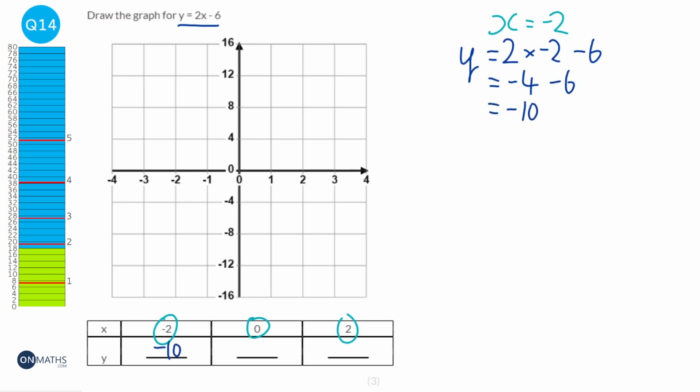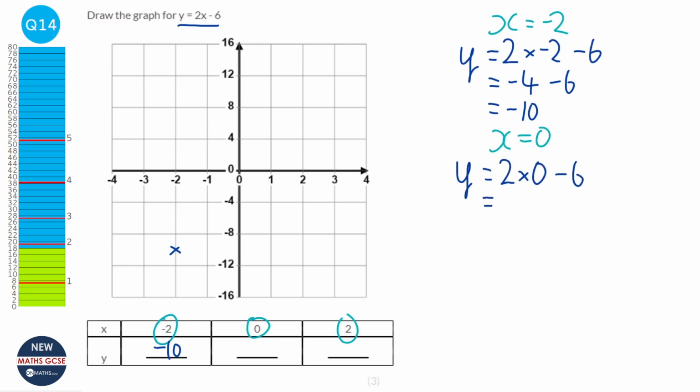So let's plot that, -2, minus 10 would be down here. Next one I'm going to do is x equals 0. So we've got y equals 2 times 0, take away 6. 2 times 0 is just 0, so 0 take away 6, which is just going to be minus 6. So 0 is going to be minus 6.